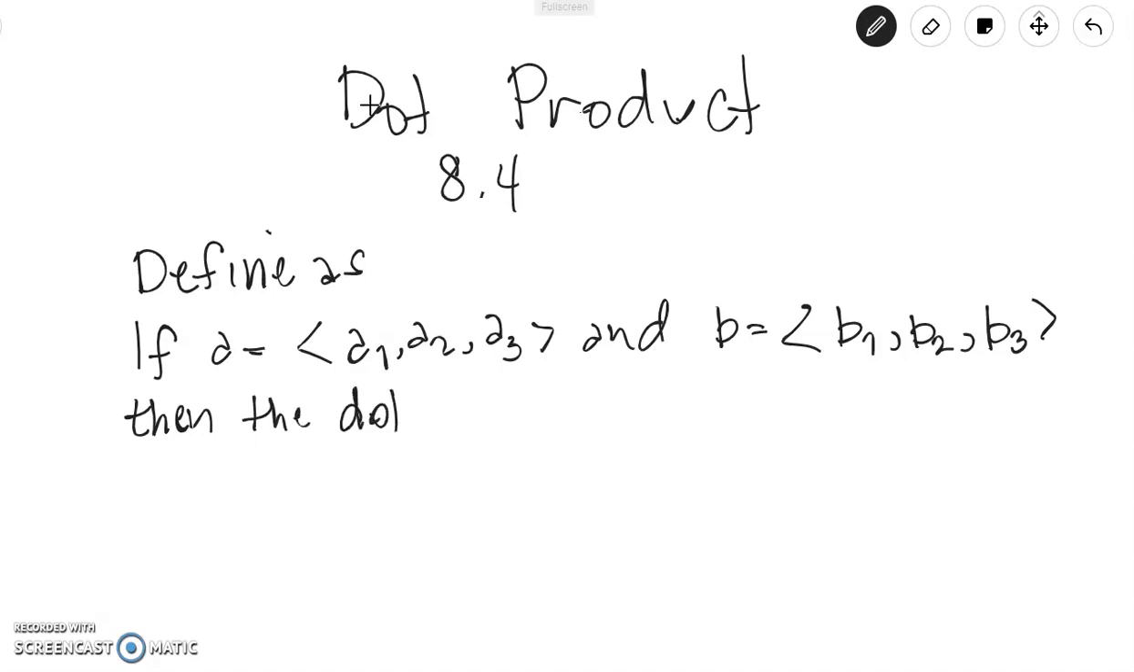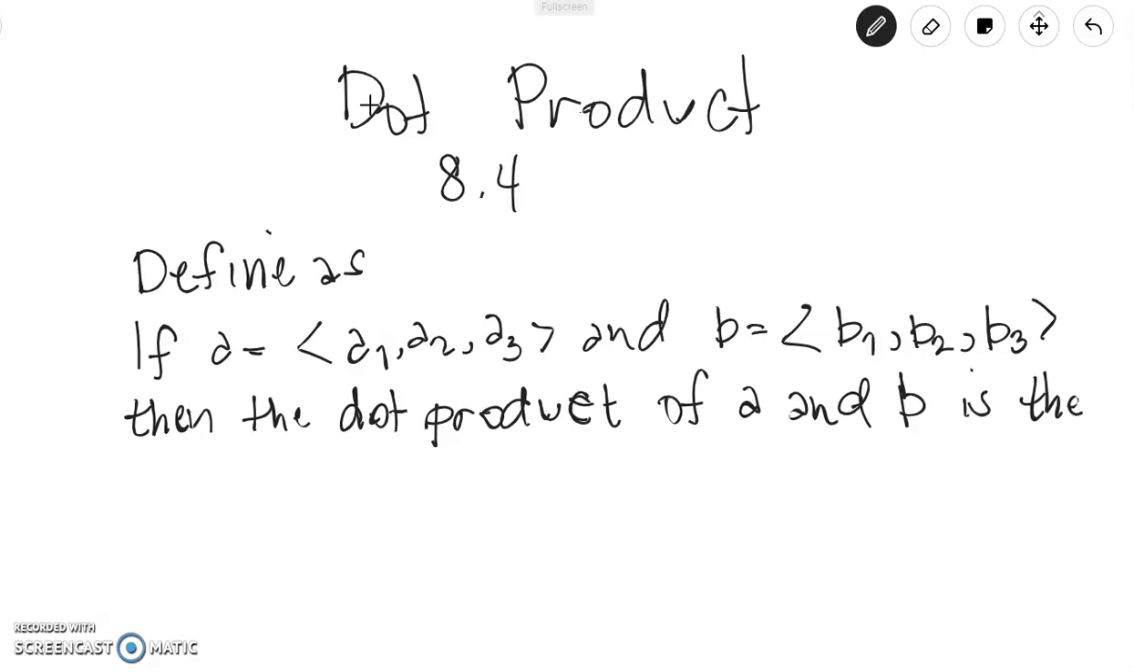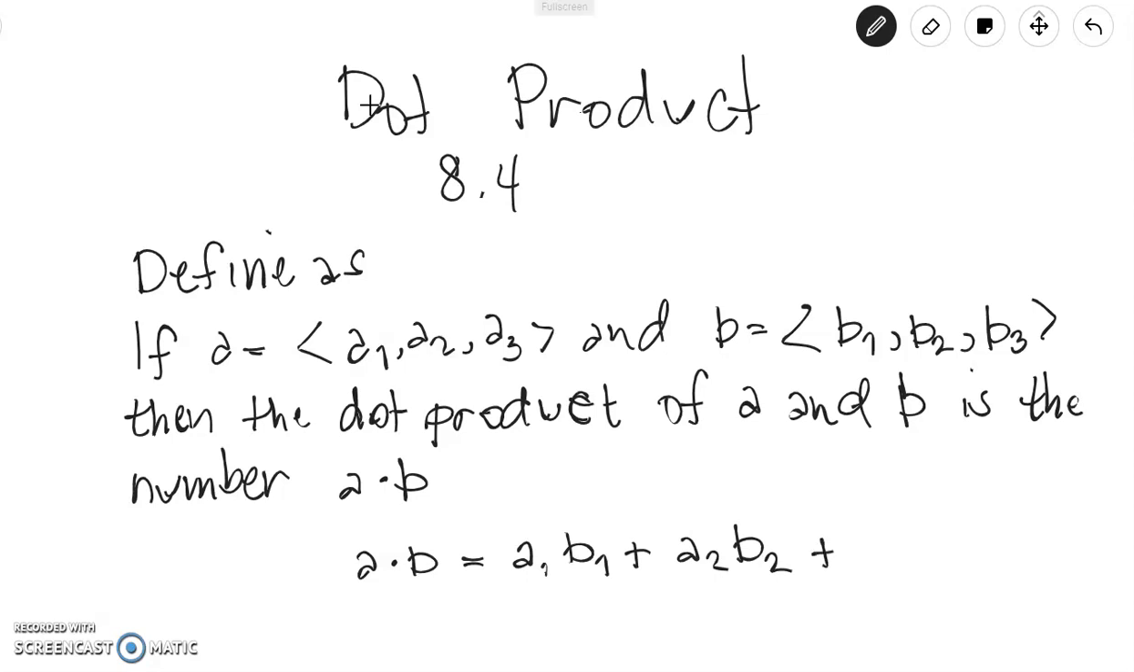the dot product of A and B is a number. A dot B is equal to A sub 1 times B sub 1 plus A sub 2 times B sub 2 plus A sub 3 times B sub 3.